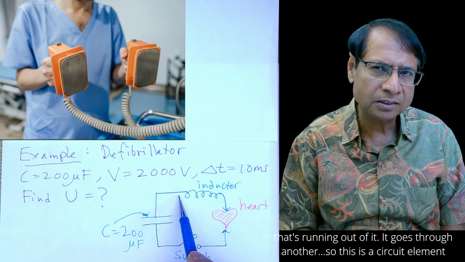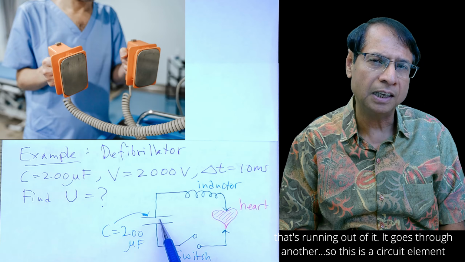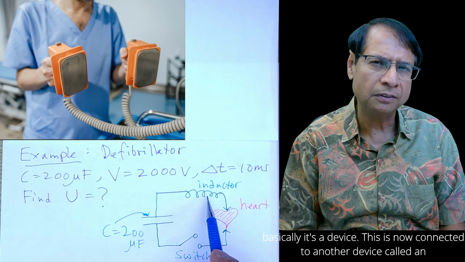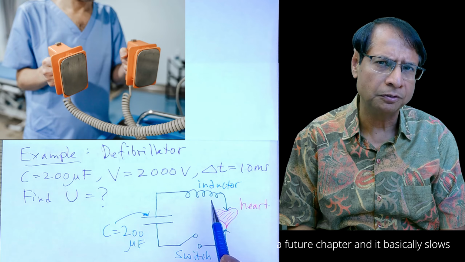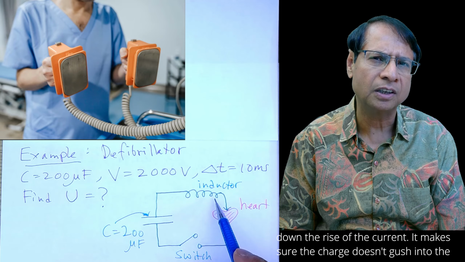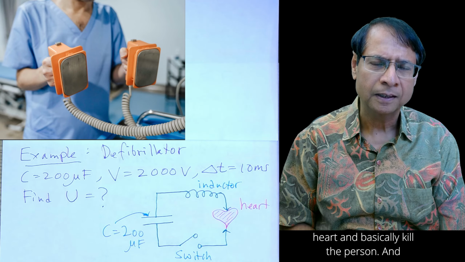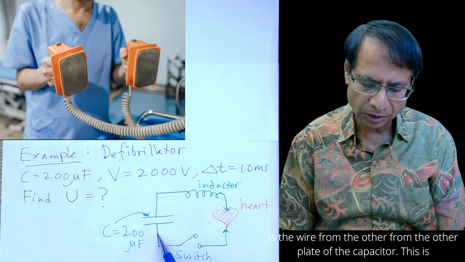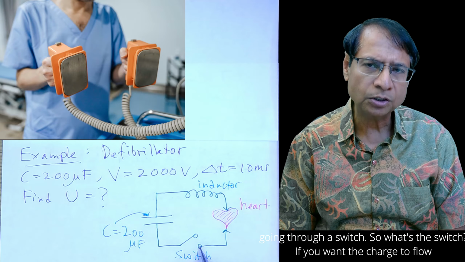This is a wire that's running out of it. It goes through another circuit element, basically. It's a device. This is now connected to another device called an inductor. How that works is a subject of a future chapter. And it basically slows down the rise of the current. It makes sure the charge doesn't gush into the heart and basically kill the person. And so this is connected to the heart. This is the wire from the other plate of the capacitor. This is going through a switch.